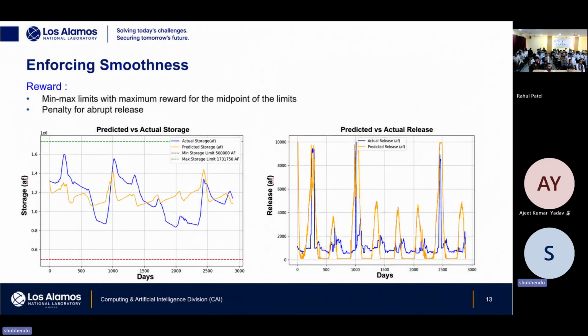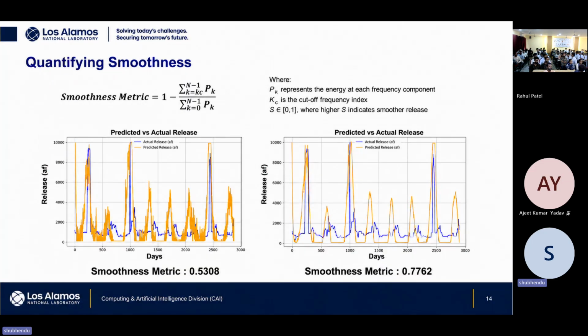And if you compare it with this plot, it's completely different. And that's just by introducing a penalty for abrupt releases. This is a quantification of smoothness. If there's no smoothness enforced on the agent, you have a wobbly kind of pattern. If you have smoothness enforced, you have a pretty smooth release pattern.